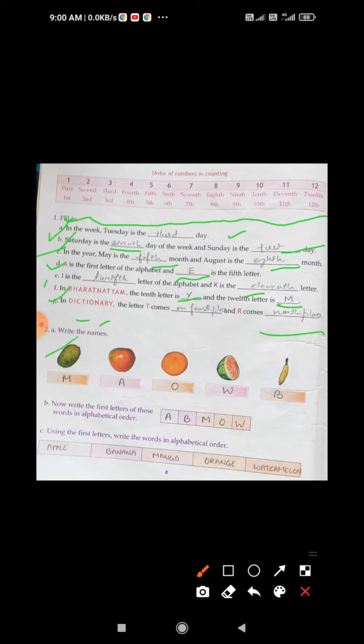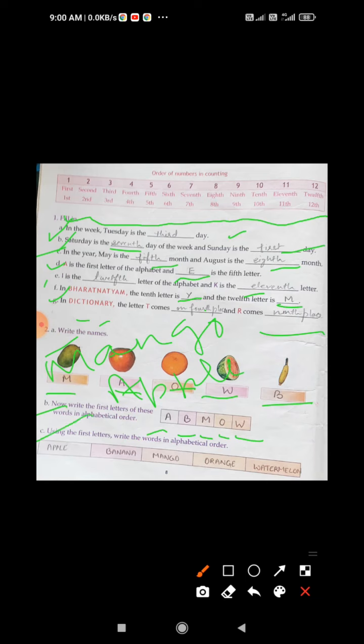Now question 2, write the names. You have to write the names. First one, here you can write mango, apple, orange, watermelon, banana. And here now write the first letter of these words in the alphabet. You have to arrange this. First you have to write A, then B, then M, then O, then W. Here you have to write the full spelling, like mango. Okay, here apple, like this. And now using the first letters, write the words in alphabetical order.